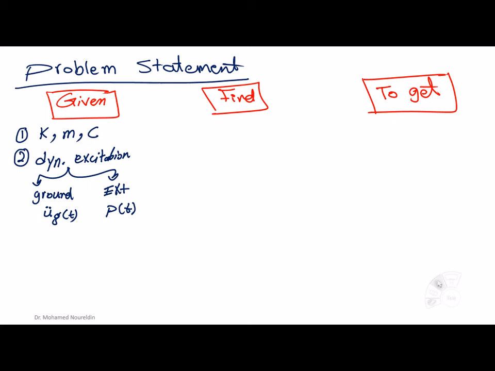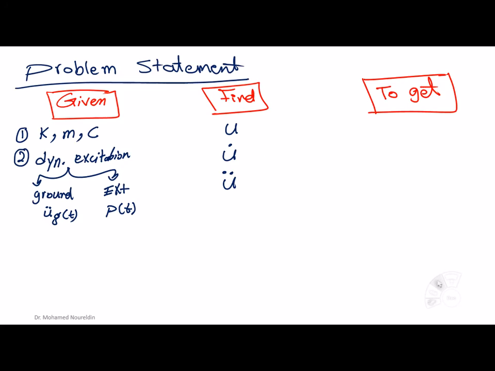So if we have been given this kind of input, what are we supposed to find? This is the way we do it, by the equation of motion. But at the end, what are the important things we want to get from the equation of motion? Yes, displacement, velocity, and acceleration. These are the three main things that commonly we want to have.